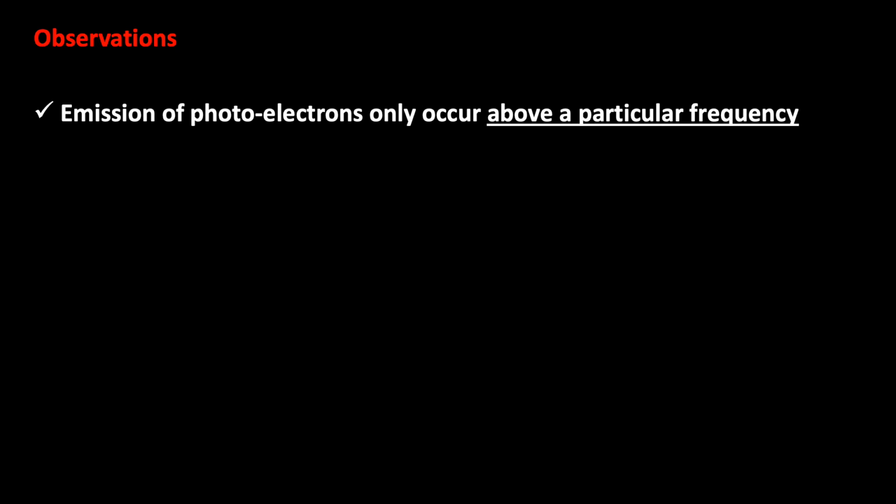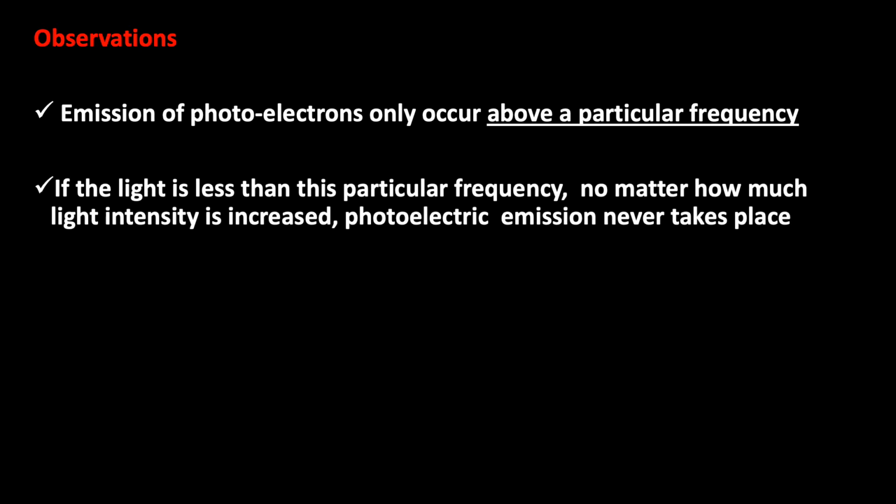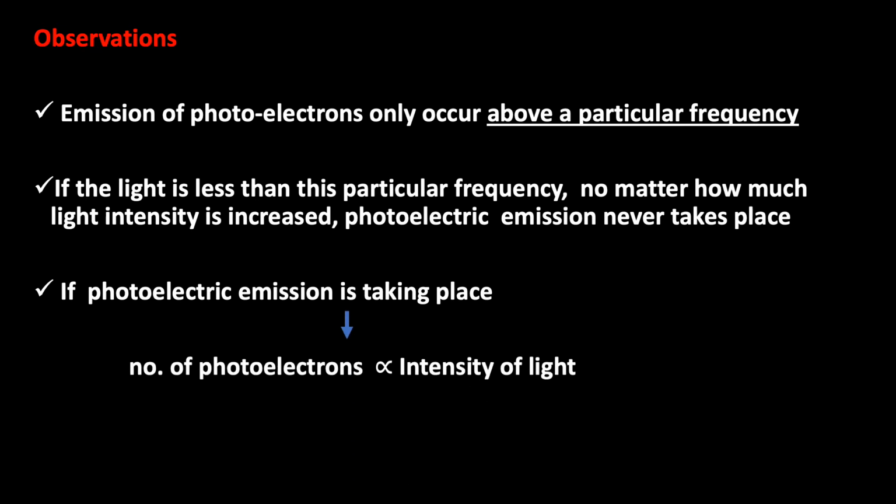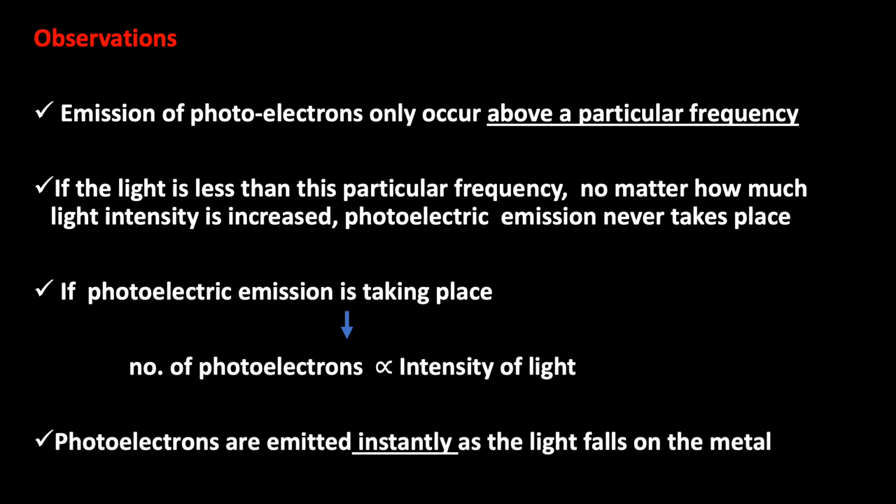Let's have a look at the observations in a vacuum photocell experiment. Emission of photoelectrons only occurs above a particular frequency. If the light is below this frequency, no matter how intense or bright the light is, photoelectric emission does not take place. If photoelectric emission is taking place, the number of photoelectrons is directly proportional to the intensity of the light. Photoelectrons are emitted instantly without any delay as the light falls on the metal.